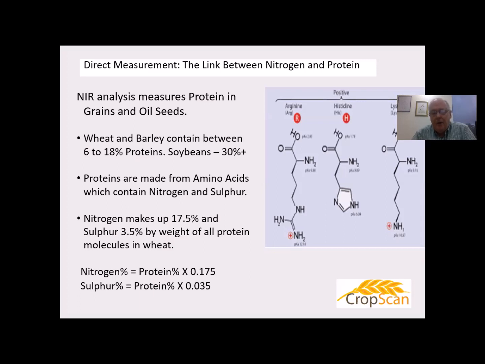So nitrogen makes up 17.5% and sulfur 3.5% by weight of all protein molecules in wheat. Barley, it's 16.8. So if you want to convert or measure nitrogen, then you take the protein measurement multiplied by 0.175, and that will give you the percent nitrogen. If you multiply that by the yield, then that gives you the amount of nitrogen. And likewise with sulfur, you take the protein multiplied by 0.035, that gives you the percent sulfur.